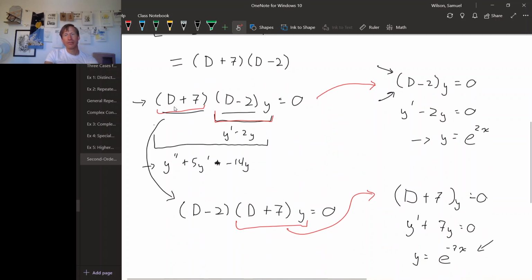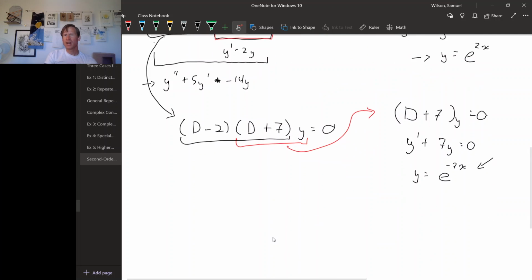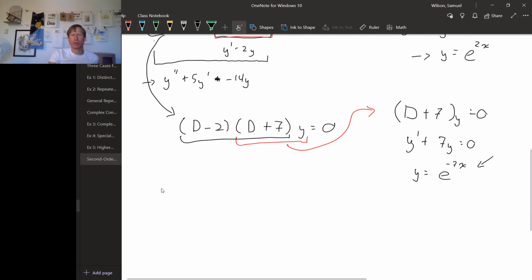So the reason that second order equations are so easy to solve when their characteristic equations factor is because this property of these differential operators commuting lets you just think of the second order equation as two first order equations. So again, this is happening because these first order differential operators commute. Let's check that that is actually true.